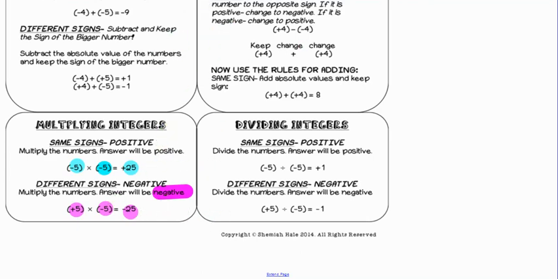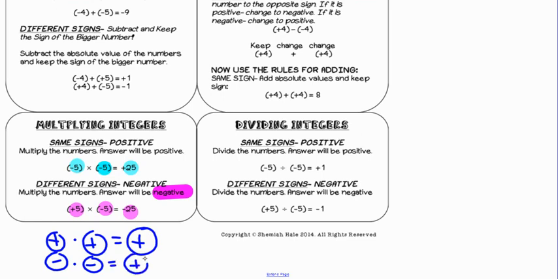So really, the shortcut rule here: if I have a positive times a positive, I will always get a positive, right? If I have a negative times a negative, I will always get a positive. And lastly, if I have a positive times a negative, I will always get a negative. Again, it doesn't matter which number carries the negative sign.